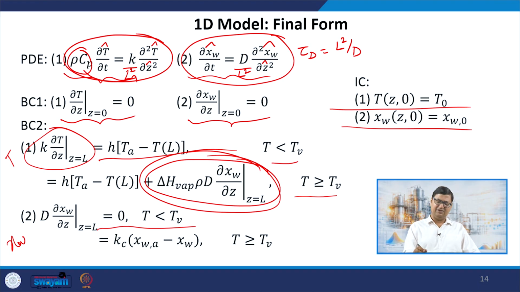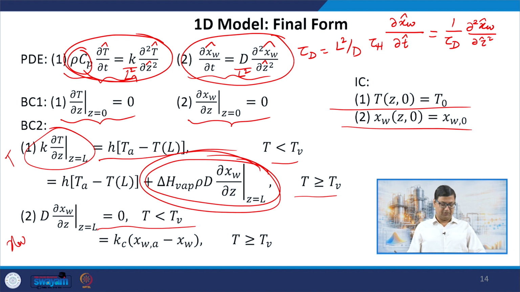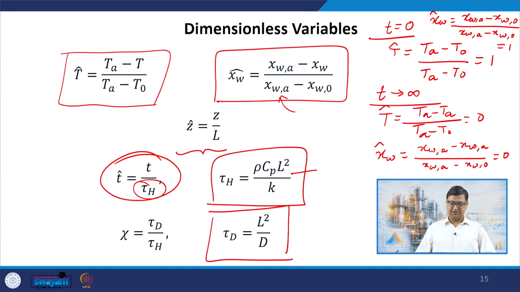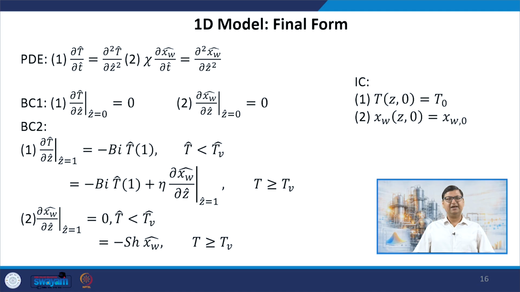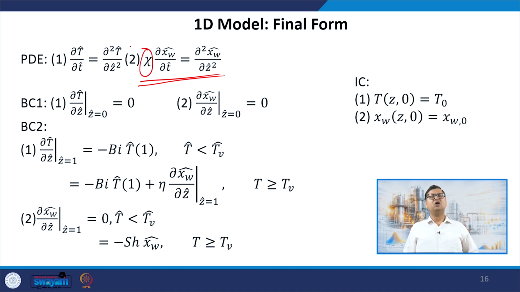So, now imagine I will have something like ∂Xw/∂T̂, with a τh coming here, and then we have something like 1/τd ∂²Xw/∂z². So, we have therefore a factor τd/τh appearing there, and therefore the second PDE is appropriately modified. We have an extra factor χ, because we have not used τd as the time scale, we have used τh as the time scale, right.